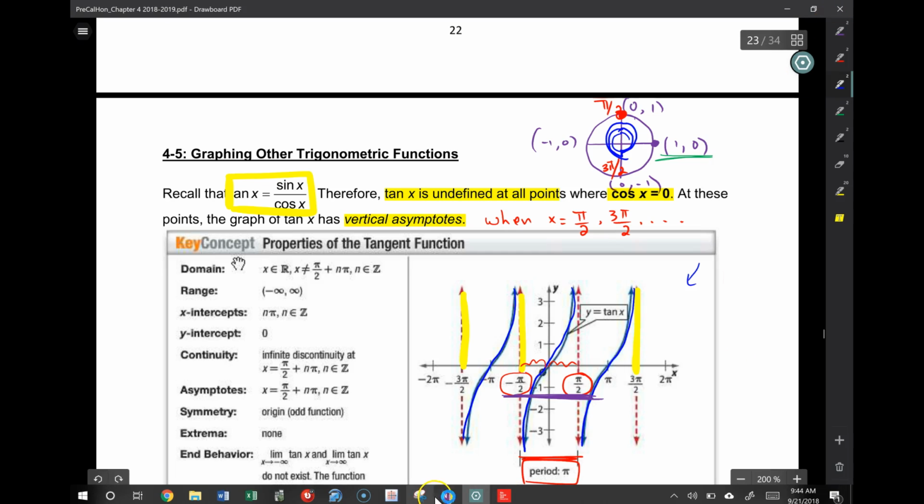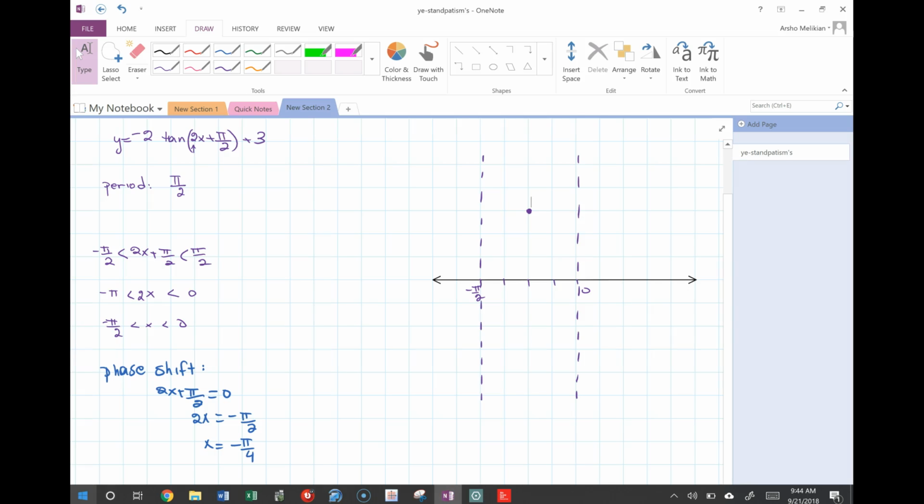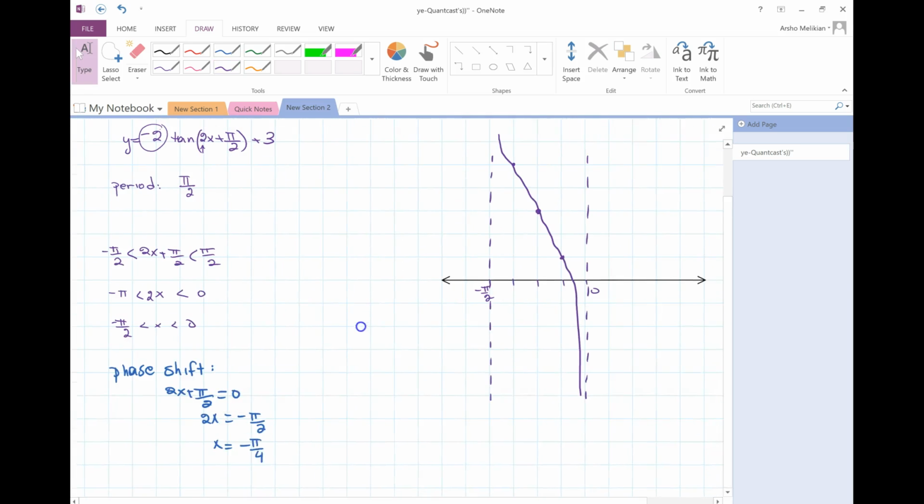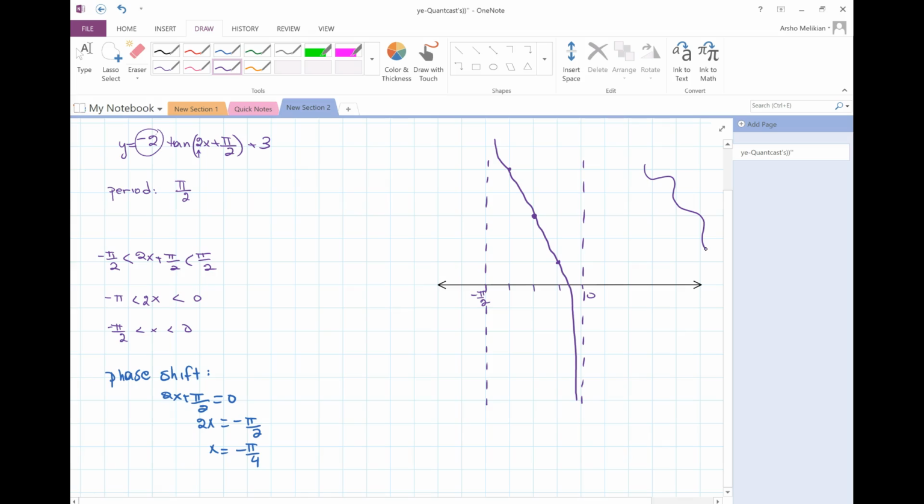Here, though, we have A is negative 2. So on the right, it's not going to go up 2, it's going to go down 2, and then it has to go up 2 over there. So it looks like this. Okay? Be careful about graphs that look like this. I often see tangents that look like that, but that is not a tangent. That is a pretty sine.